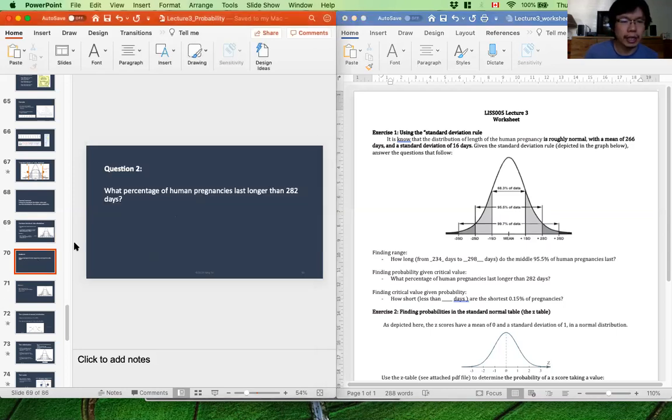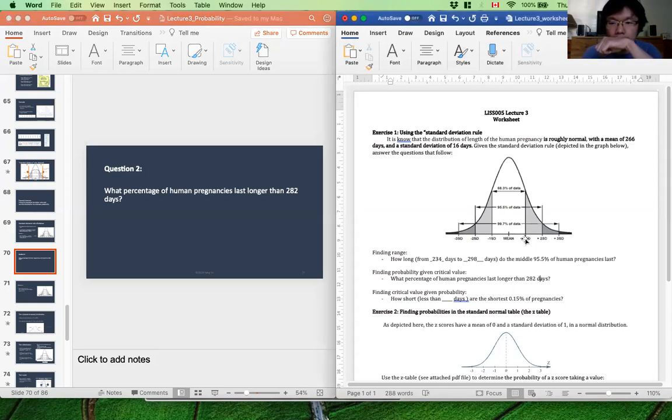The second question is, what percentage of human pregnancies last longer than 282 days? Say we have someone whose pregnancy lasted 282 days. We want to determine whether that's normal. That's already higher than the mean, higher than average, but is it normal? Is it extremely abnormal? We want to determine the percentage to decide whether this is a likely or unlikely event, and how likely or unlikely it is.